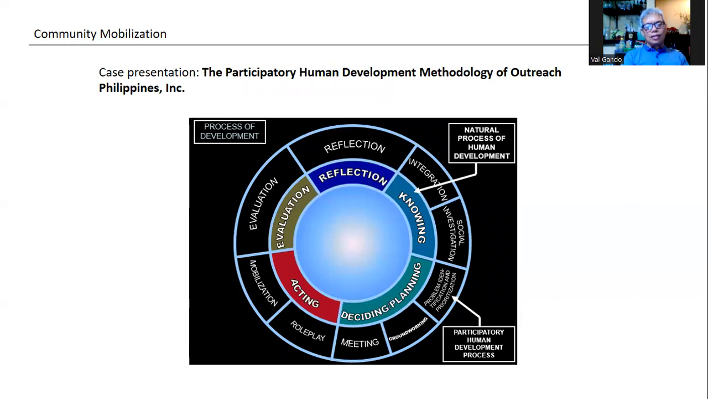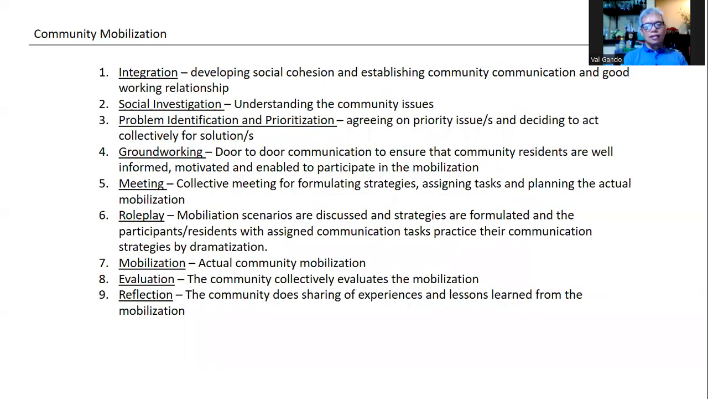An example of a community mobilization model that I can show you is the participatory human development approach of our organization, Outreach Philippines. Our organization facilitates community mobilizations with the aim of achieving sustainable development in a community through a 9-step process. The first step, integration, is the communication strategy of developing social cohesion and establishing community communication and good working relationships.